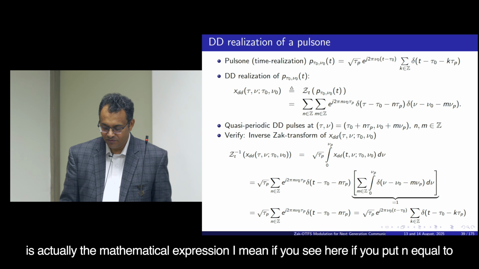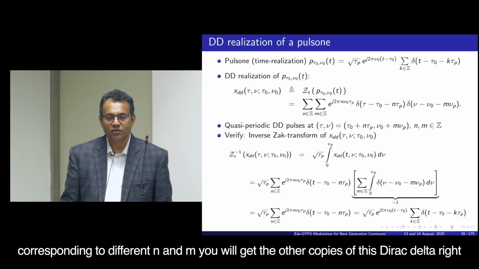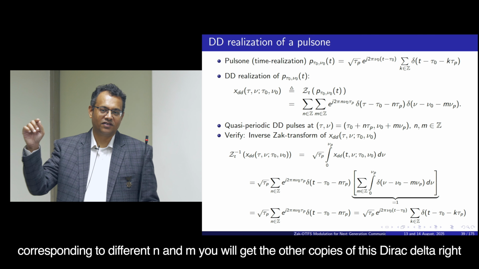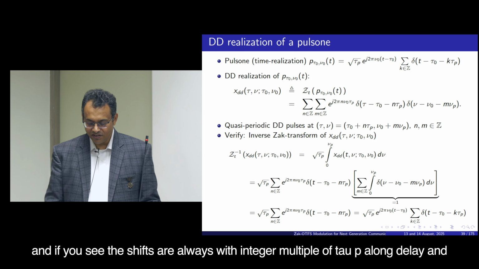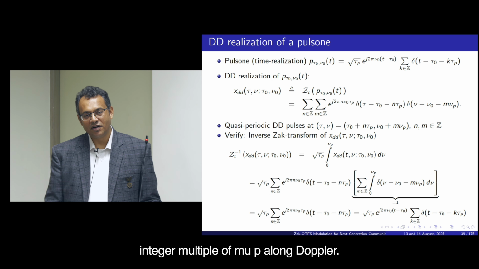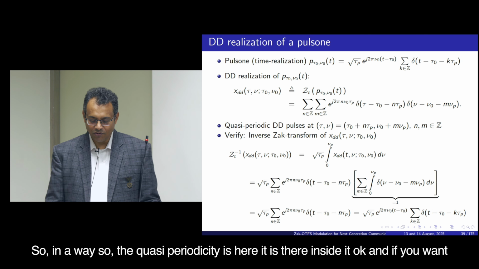If you see here, if you put n equal to 0 and m equal to 0, then you will get a Dirac delta at tau naught, nu naught, right? And then corresponding to different n and m, you will get the other copies of this Dirac delta. And the shifts are always integer multiples of tau p along delay and integer multiples of nu p along Doppler. So the quasi-periodicity is there inside it, okay.